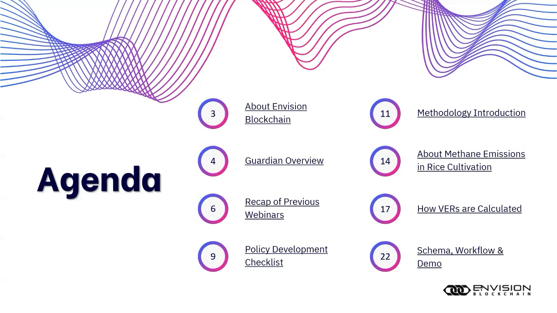These include a little information about Envision Blockchain, a Guardian overview, a recap of our previous webinars. We'll go over our policy development checklist, do a quick methodology introduction. Then we'll talk about methane emissions in rice cultivation, how VERs are calculated, which will be the token we're minting today. Then we'll go over our schemas, workflow, and demo, and we'll also be talking about our live data migration towards the end.